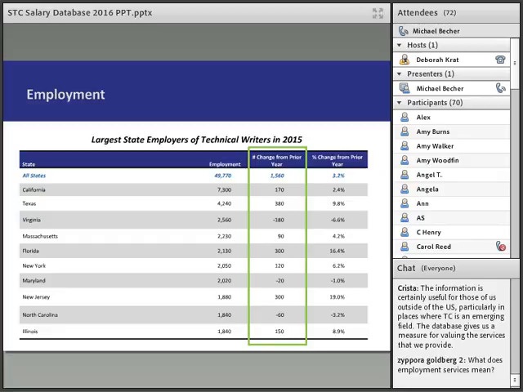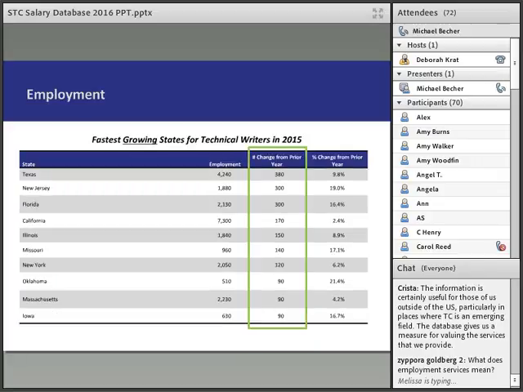Again, focusing solely on the employment level isn't necessarily the best thing to do. Keeping your eye on that number change from the prior year, that's where you really want to keep your focus, make sure you know what the trend is for that state, making sure that there are employment opportunities there.